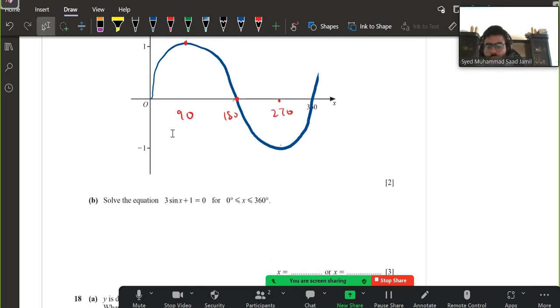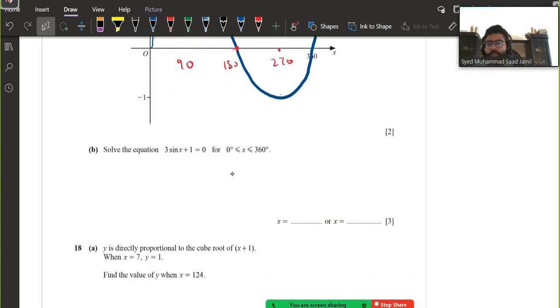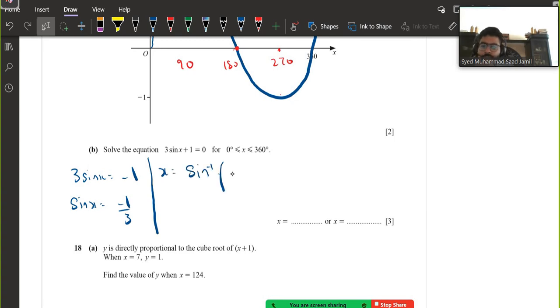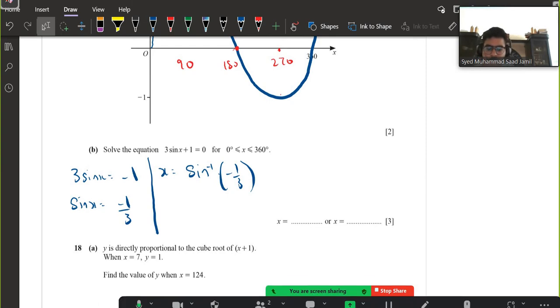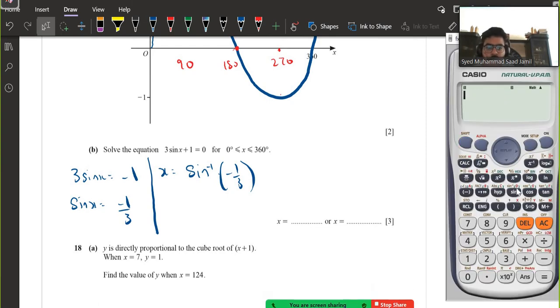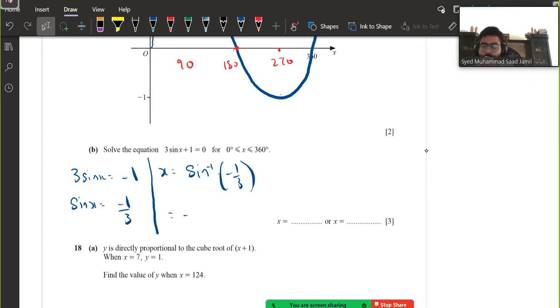Now it says solve the equation 3 sine x plus 1 equals 0. Simple. 3 sine x equals minus 1. Sine x equals minus 1 upon 3. X equals sine inverse of negative 1 upon 3. So let's put this into the calculator. Shift sine negative 1 upon 3, then you close the brackets. So that's minus 19.47.